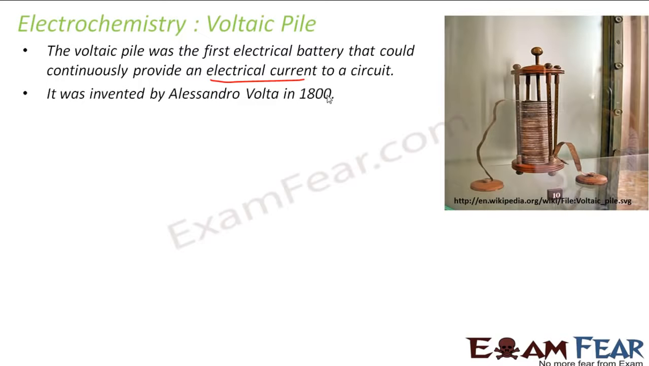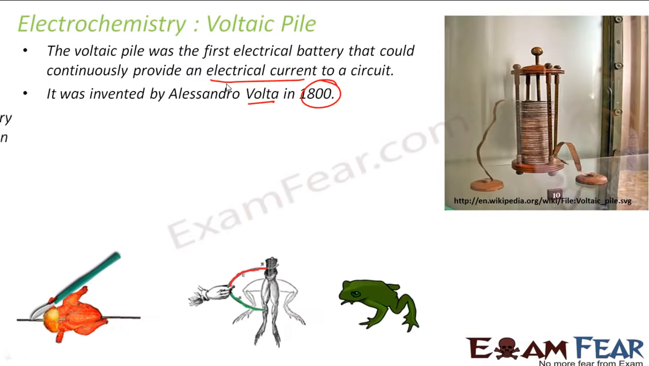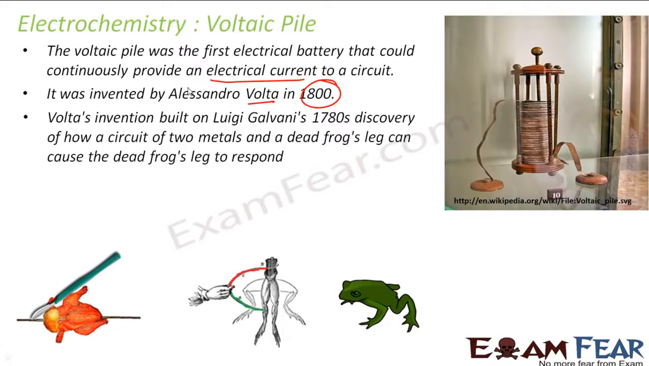So this voltaic pile was invented by Alexander Volta in 1800, and why it happened was, as I just explained, this Dr. Galvani discovered, while eating frog, that the legs twist, and then experimentally he proved that with a dead frog, if you use two different metals, the leg twists.